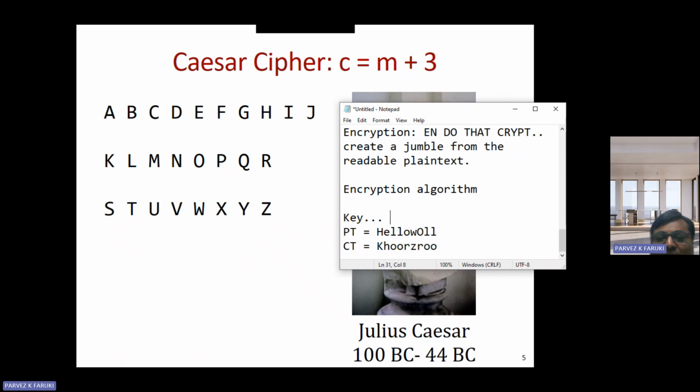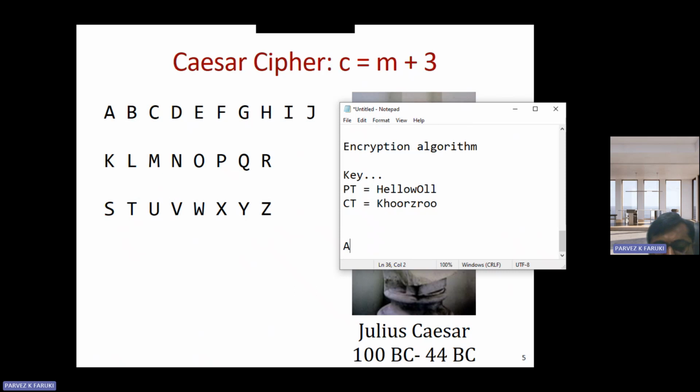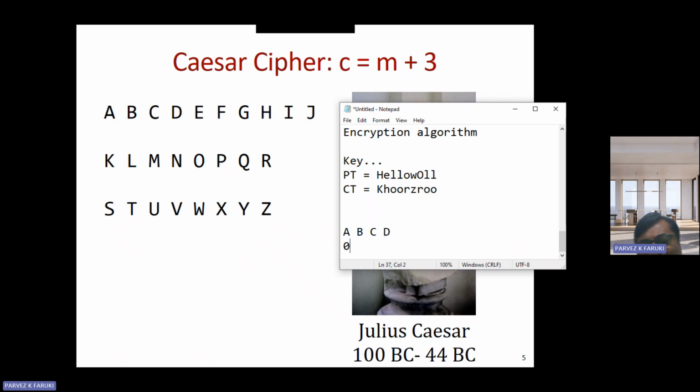Say I have A, B, and C. Let's only consider these four: A, B, C, D. Consider A as 0, B as 1, C as 2, D as 3. If we go this way, what is Z? Z is 25. You can never replace A by A, because then plain text remains plain text.